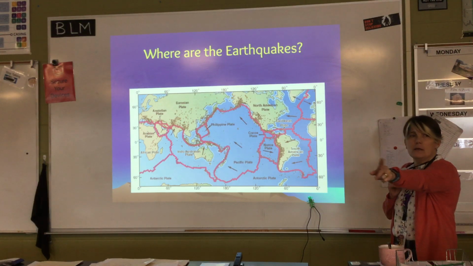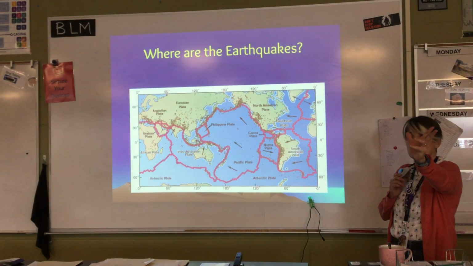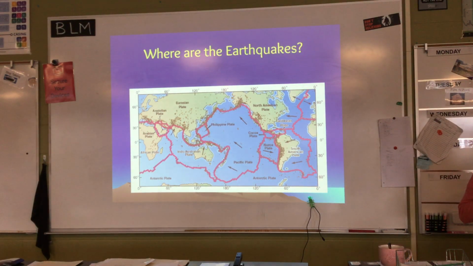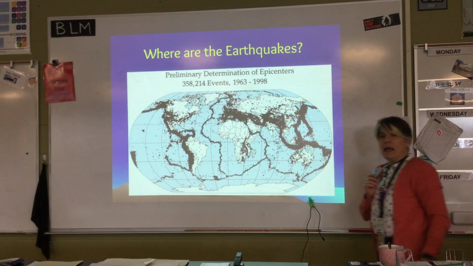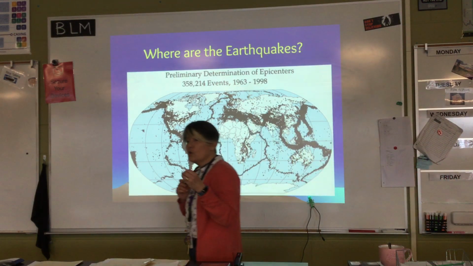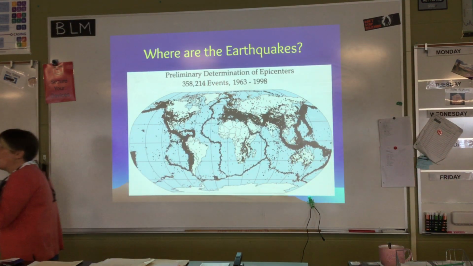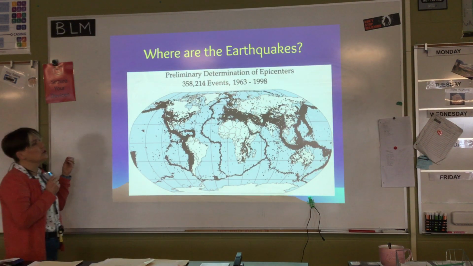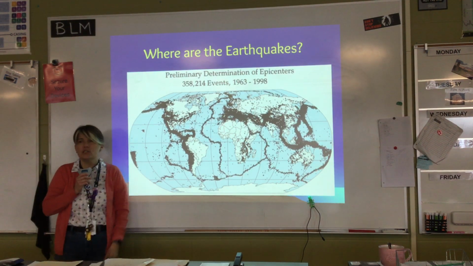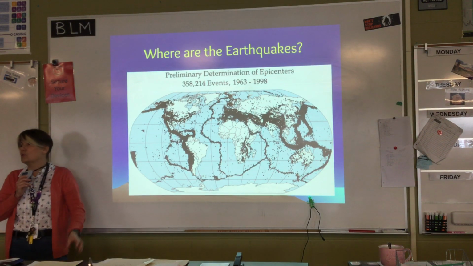Okay. Where are they located? How many of you agree? Boundaries? Just like volcanoes. Global distribution of earthquakes are here, but I like this picture better. Each one of those black dots shows an earthquake. Look at how many are around the plate boundaries. In particular, do you notice any particular boundaries where we seem to see the most earthquakes?